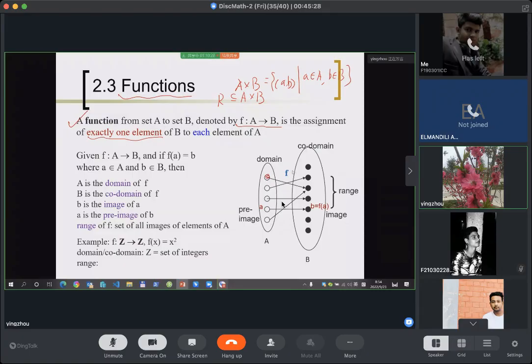What does exactly one element mean? For example, for this element, we cannot say you can find two elements here and here in B to map or match it. It doesn't satisfy this condition. Exactly one element in B refers to each element of A. So that means we can only find only one.